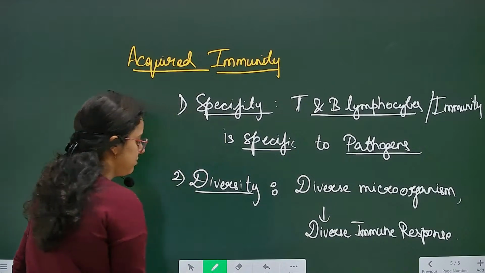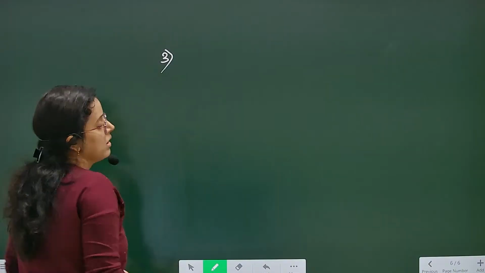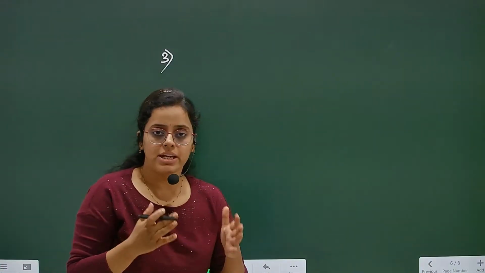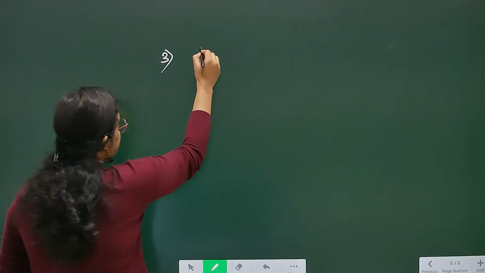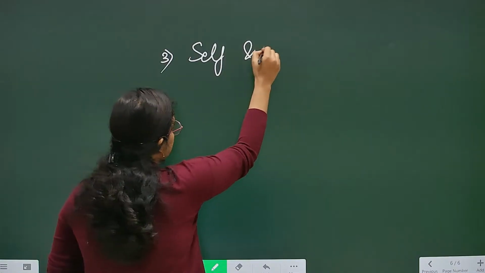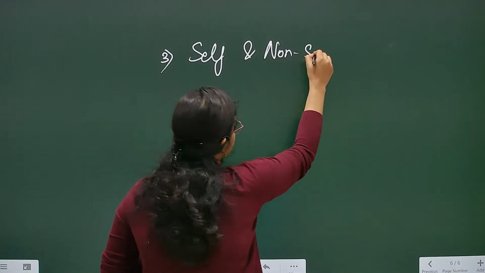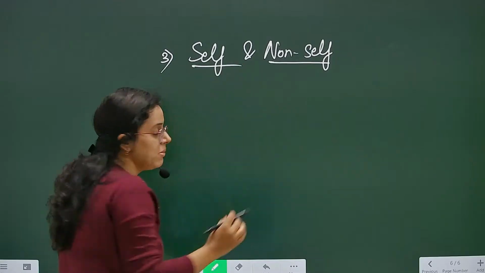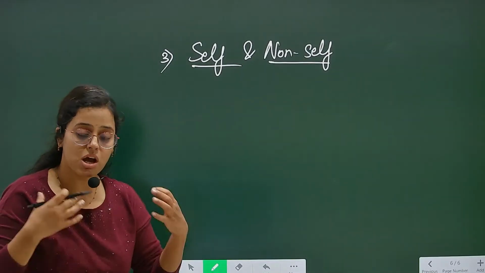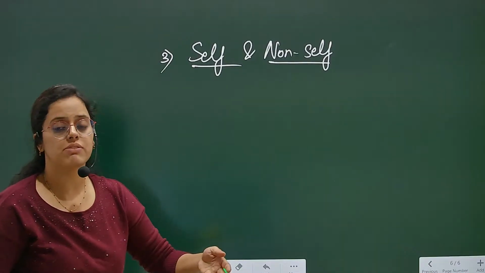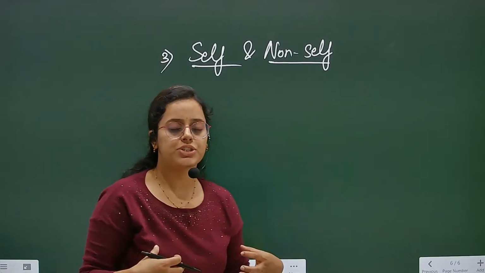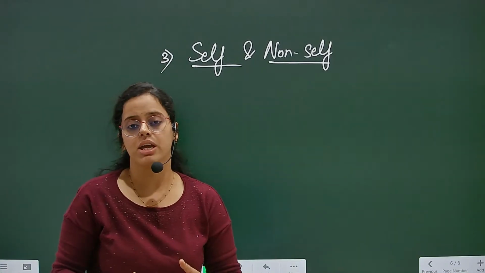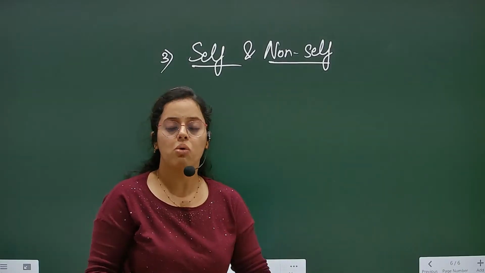Right? The third point over here, that our immunity can identify the self and non-self. Now what do you understand by self and non-self? So these cells, B lymphocytes or T lymphocytes, can identify our own tissue, and non-self, which means bacterial infections or viral infections. Otherwise, if it is not able to identify, it can kill our own cells, our own tissues.